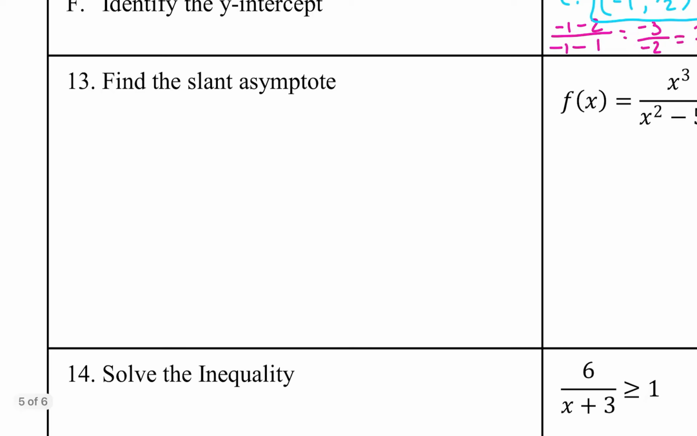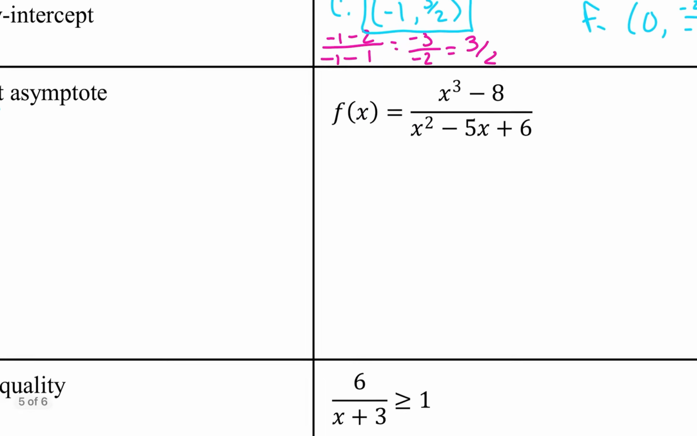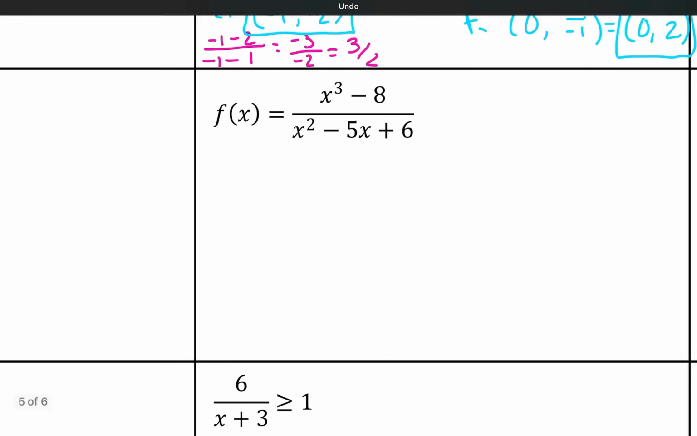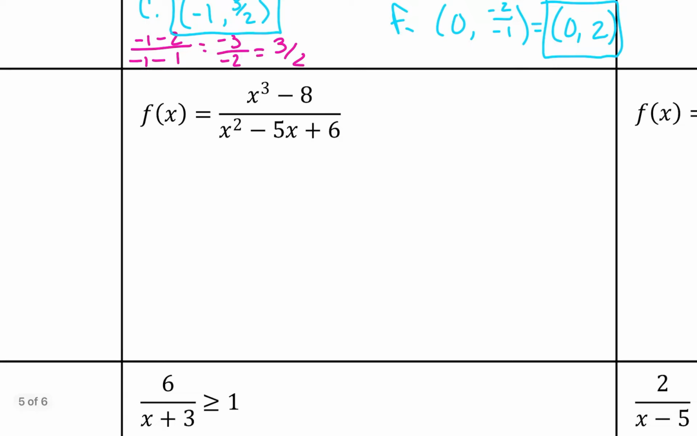Looking at number 13, it says find the slant asymptote. So this is one of those situations where the numerator's exponent is bigger. If the numerator has a bigger exponent than the denominator, we have no horizontal asymptote. But if the denominator is less by exactly 1 power, we could have a slant asymptote. So in this case, you can see my numerator is exactly 1 bigger in power than the denominator, so we do have a slant asymptote. And we find that one of two ways.